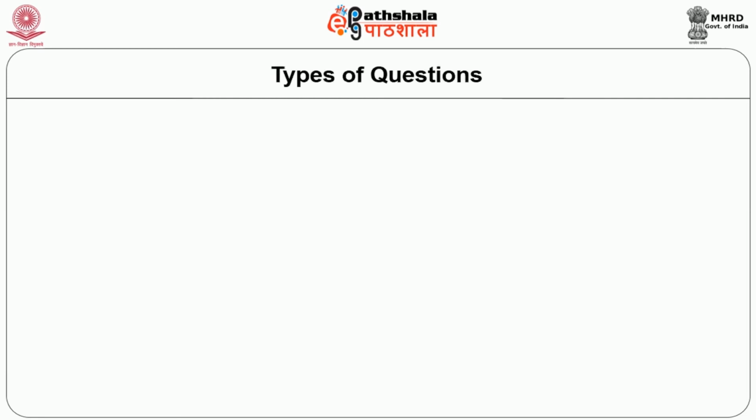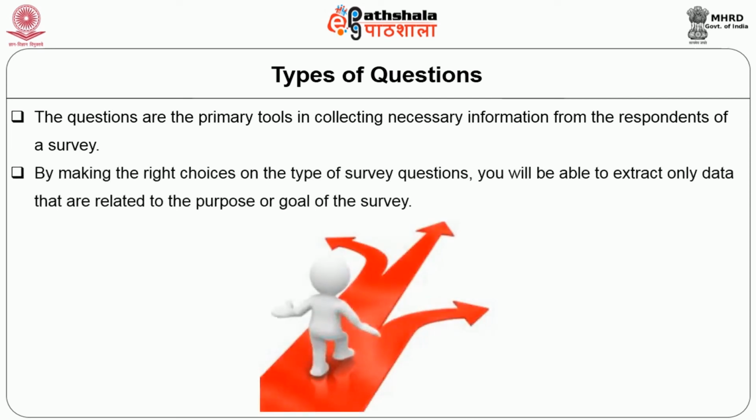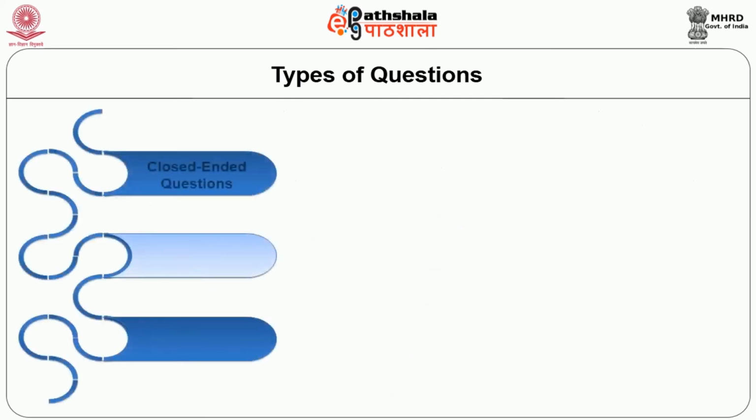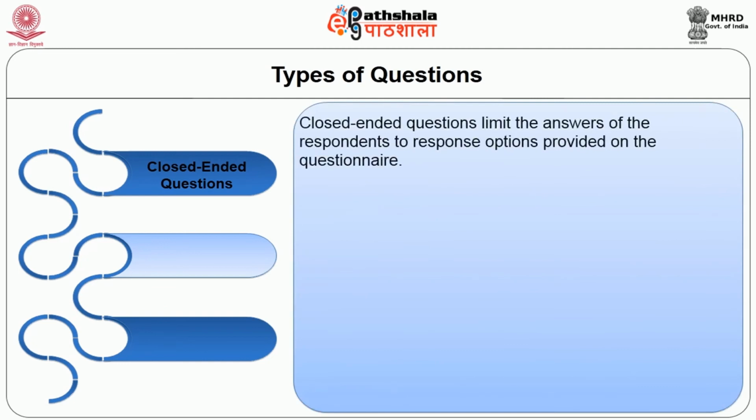Now we shall see the different types of questions. The questions are the primary tools in collecting necessary information from the respondent of a survey. By making the right choice on the type of survey questions, you will be able to extract only data that are related to the purpose or the goal of the survey. First is the close-ended questions. Close-ended questions limit the answers of the respondent to response options provided on the questionnaire.